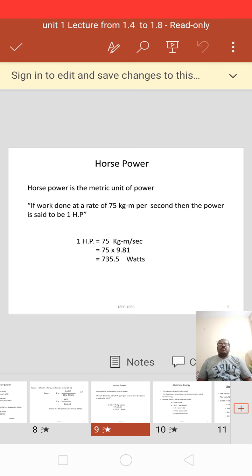Now another formula is 1 HP equals 735.5 watts. We get it from the conversion of kilogram meter per second into watts.